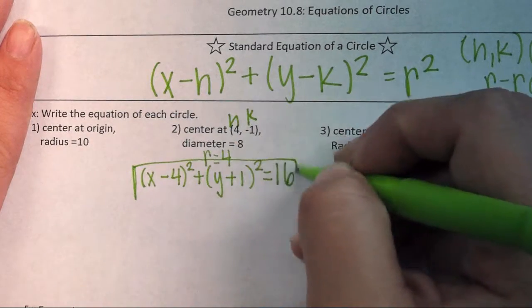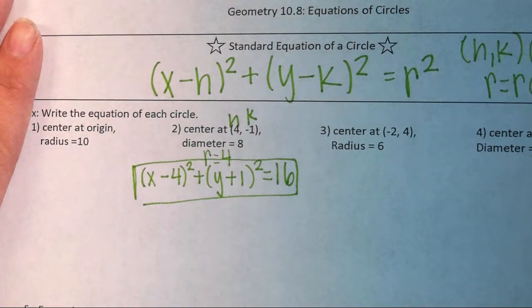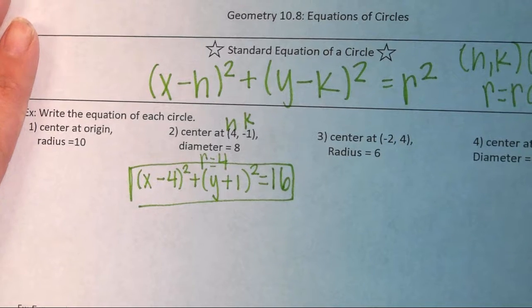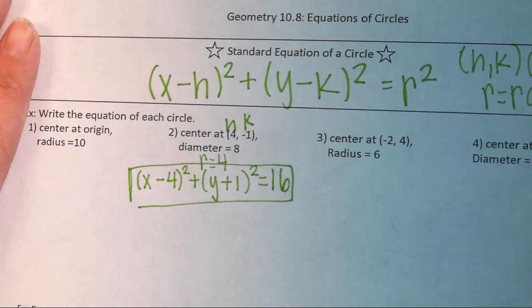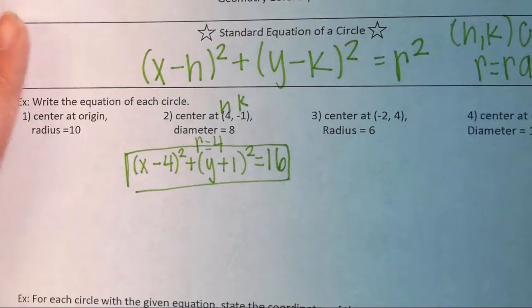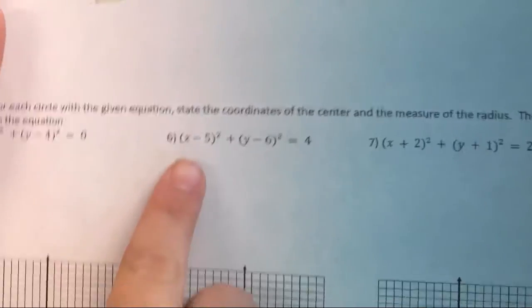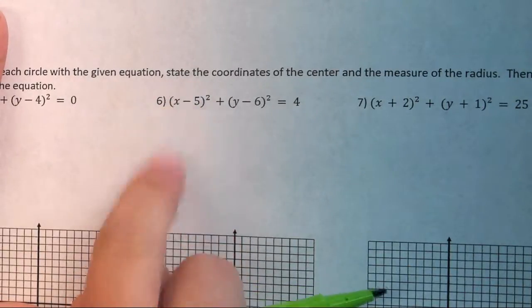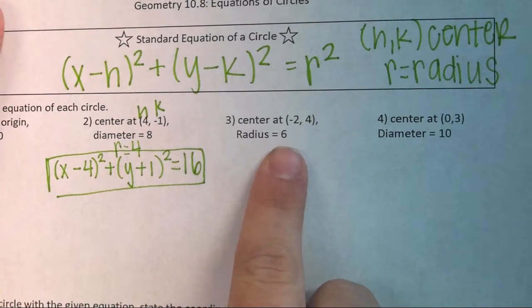So you just wrote the equation of a circle. That's the answer? That's the answer. That's it. I bet this is going to get harder. The only thing that's going to get harder is instead of writing the equation, you're going to have to tell me what's the center and what's the radius. Okay, so try number 3.